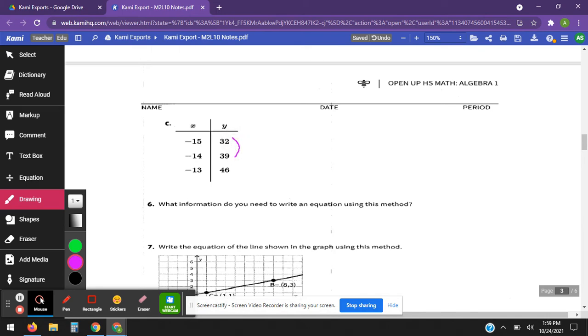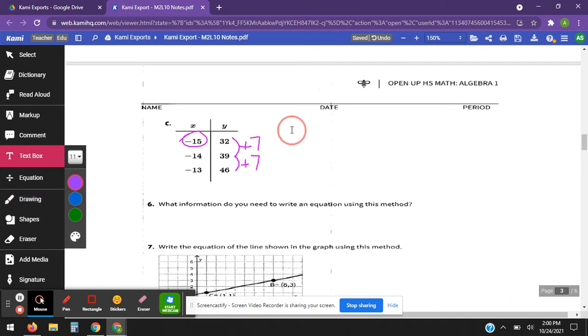32 to 39 is a plus 7. 39 to 46, that's also a plus 7. Notice I have a minus 15 here. So I'm going to do a couple things on this. First, I'm going to say y equals 7. I'm adding 7 each time, so I want that.